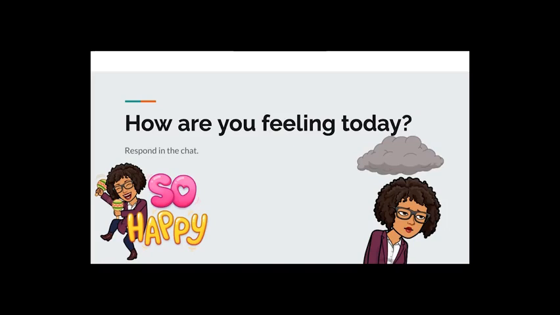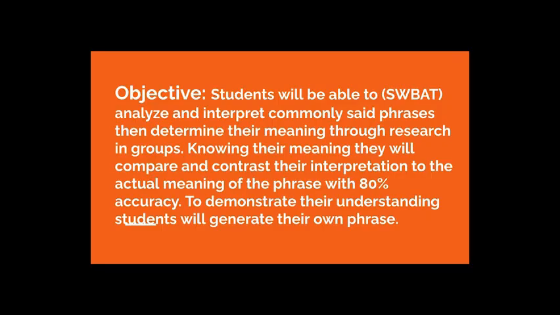Let's go and do our Do Now. But first, let's look at our objective. Today, students, you will be able to learn, analyze, and interpret commonly said phrases, then determine their meaning through research in groups. Knowing their meaning, you will compare and contrast their interpretation to the actual meaning of the phrases with 80% accuracy. To demonstrate your understanding, you will generate your own phrase.